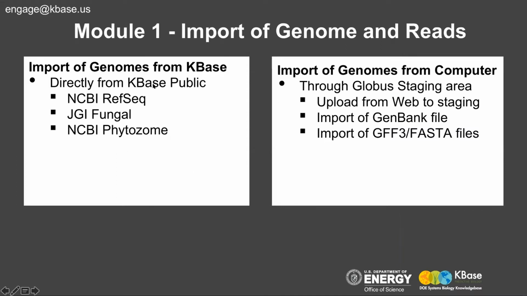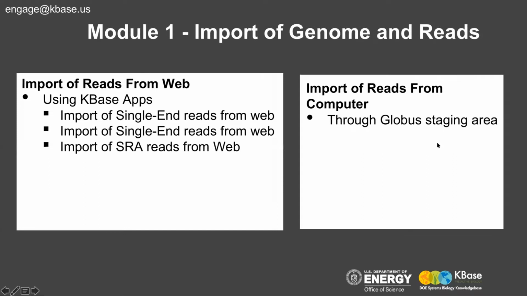And then you can import the genome into KBase directly from NCBI RefSeq, JGI fungal genome, or Phytozome. Or you can also import genomes from your computer through the global staging area. You can upload from web to staging, import a GenBank file, and you can also import GFF3 or FASTA files. Similarly, you can also import reads from the web and from your laptop through the global staging area. And from the web, there are some apps available that are useful to import single-end reads from web, paired-end reads from web, and SRA reads from web.